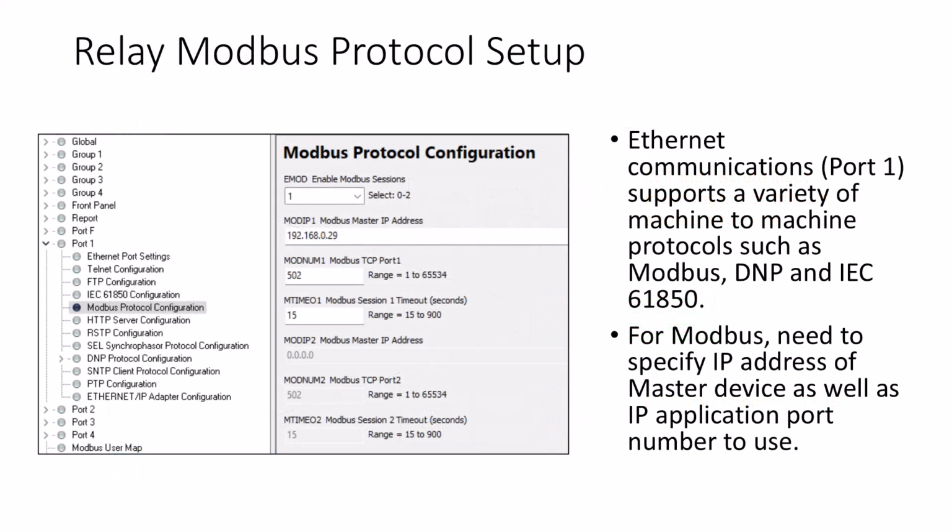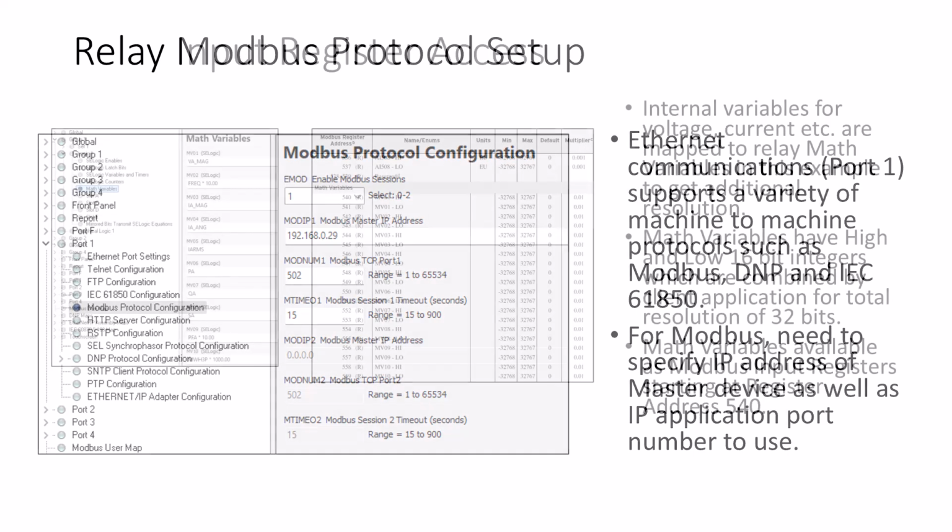To enable the relay to communicate using Modbus, we need to enable a few key parameters. For this particular relay, we will use the setup tool to set the IP address for the client or master device to 192.168.0.29 and the port number to 502.